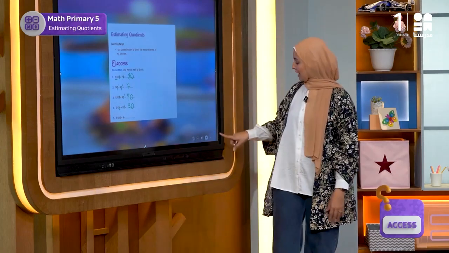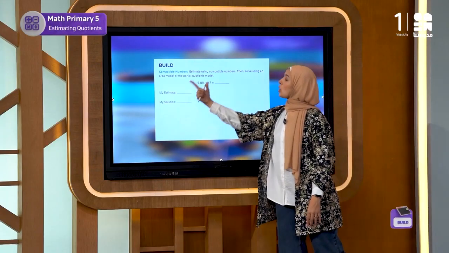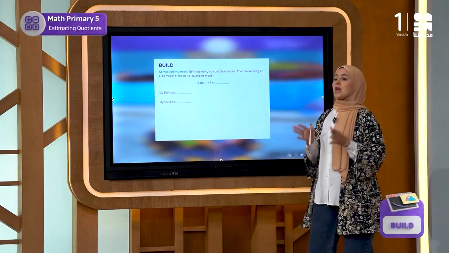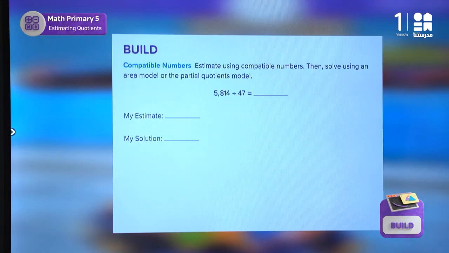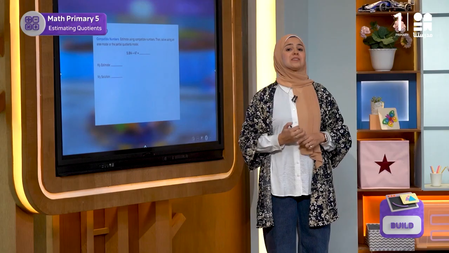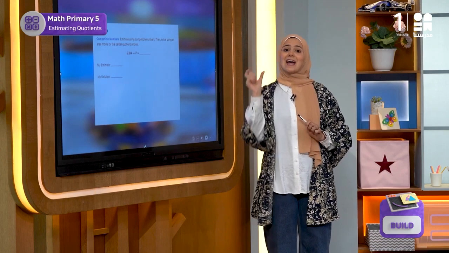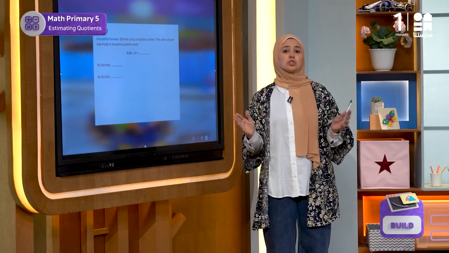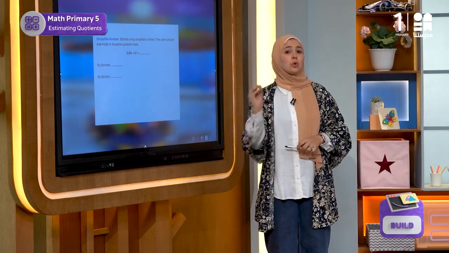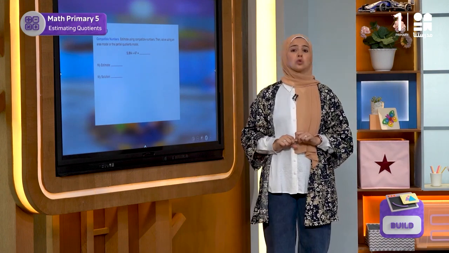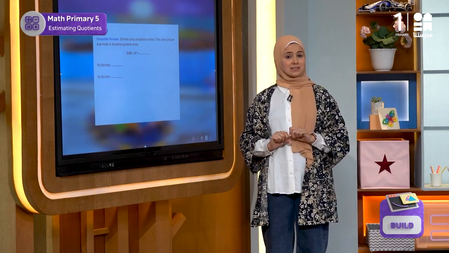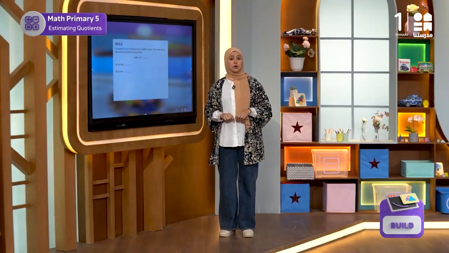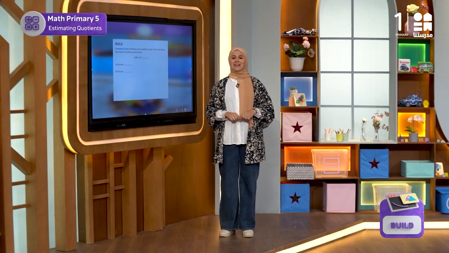Now let's head to the next activity, which is called compatible numbers. This is the first activity in your book. We will use compatible numbers to help us estimate the quotient. Then we will solve the problems using the area model or the partial quotients model to compare our estimation with the answer. I'm going to head to the board first to explain two examples.